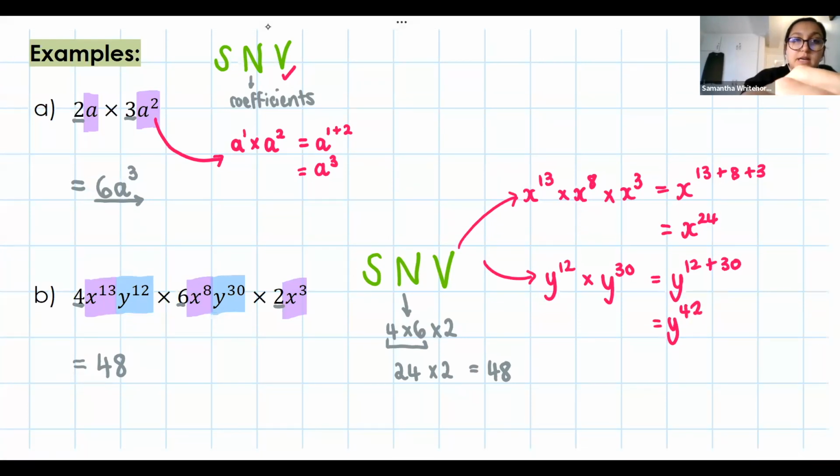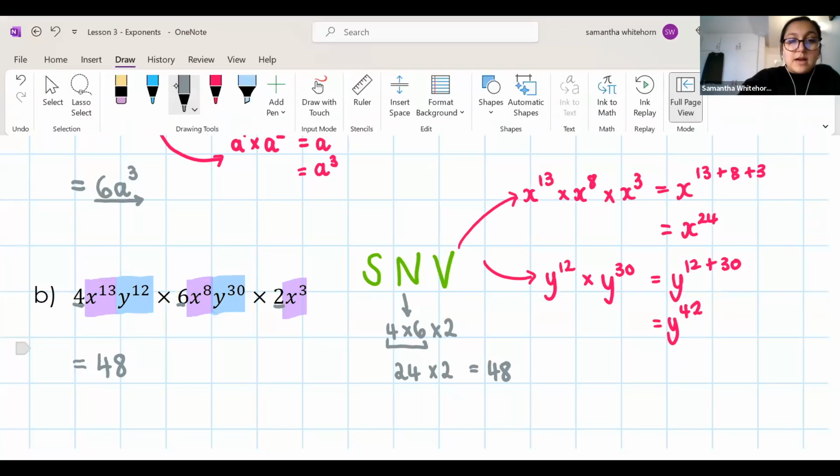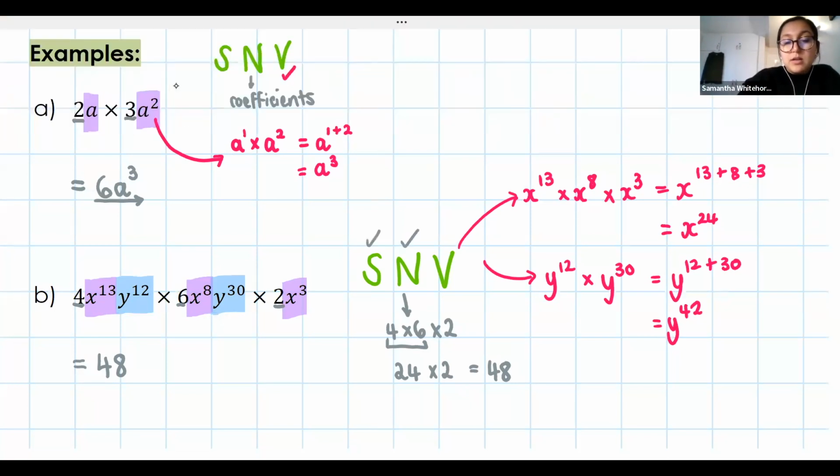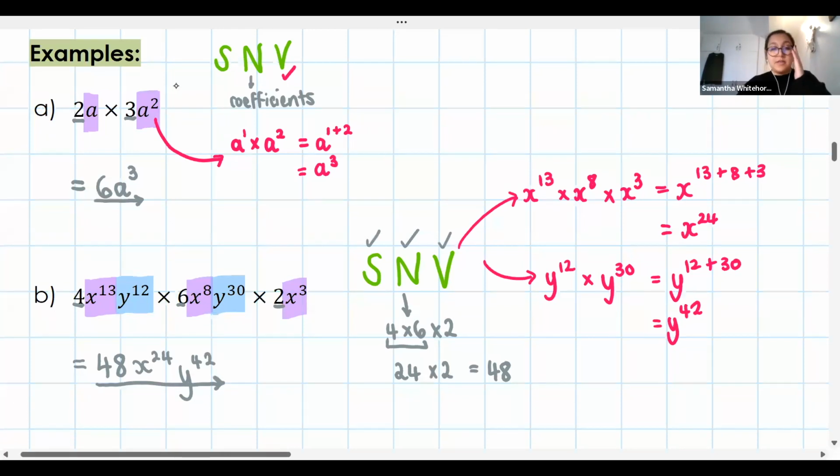And so now that means I can go and write this down with my answer. I've dealt with the signs, I've dealt with the numbers, and here in pink, I've dealt with the variables. So my sign, remember, was positive. The numbers came to 48. So I've got 48, x to the power 24, y to the power 42. And I have gone and simplified that product for myself.